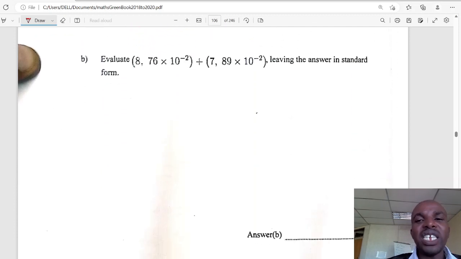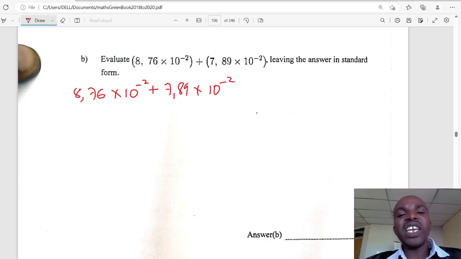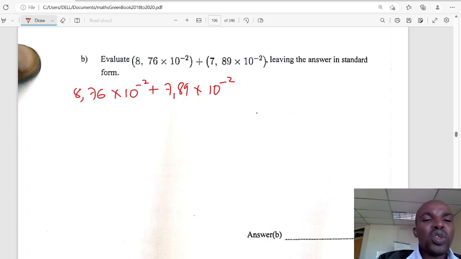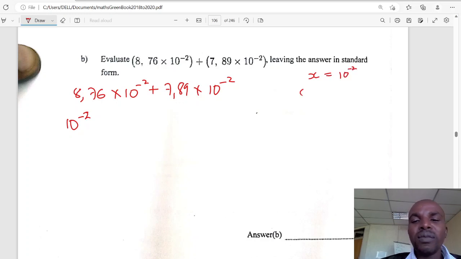Then evaluate, leaving your answer in standard form. So what you have to do here, you can just say 8.76, ignore the brackets first, times 10 to the power minus 2, then plus 7.89 times 10 to the power minus 2. Why do you have to ignore the brackets? Because you can check, there's something in common. There's 10 to the power minus 2 in both brackets. So you can now factor out 10 to the power negative 2. Or if you are very confused, you can say, let x be 10 to the power minus 2. So it will be 8.76x, right? Then plus 7.89x. This one, it will be easy to work it this way.